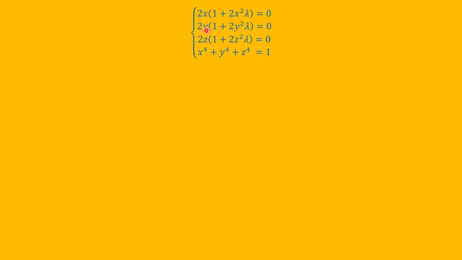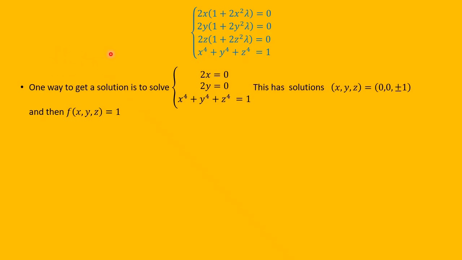If you look at these first 3 equations, we have a factor of 2x here, we have a factor of 2y here, factor of 2z here. If we let x equal 0, then we'll have 0 times something, which is 0. Similarly, if we let y equal 0 or z equals 0, we have something similarly happening with these 2 equations. But then we have to pick x, y, and z so that the sum of their 4th powers is 1. So that's what's ahead of us. How do we solve these equations? Okay, well, as I just mentioned, we could set 2x equal to 0, 2y equal to 0.